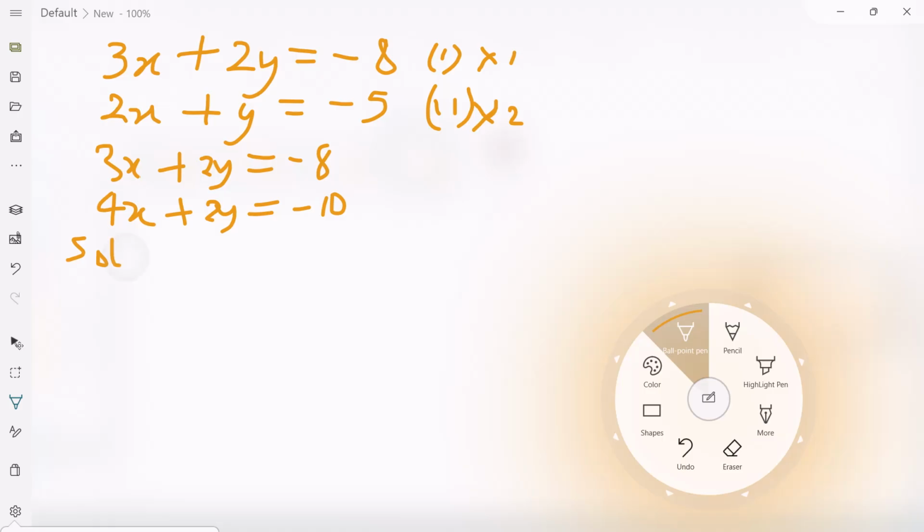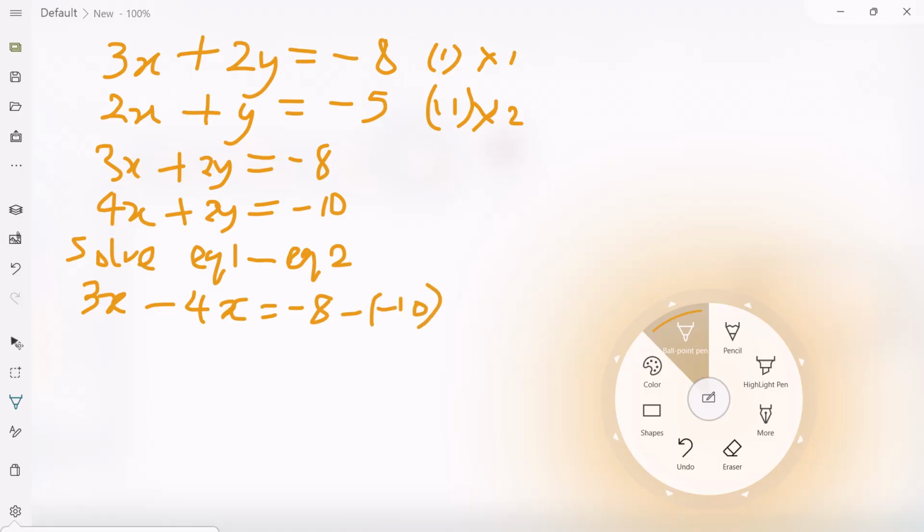Equation 1 minus equation 2. So by so doing, 2y will cancel out 2y. So I will have 3x minus 4x is equal to minus 8 minus 10. Don't forget that we have minus already with 10. So it will be minus 10.